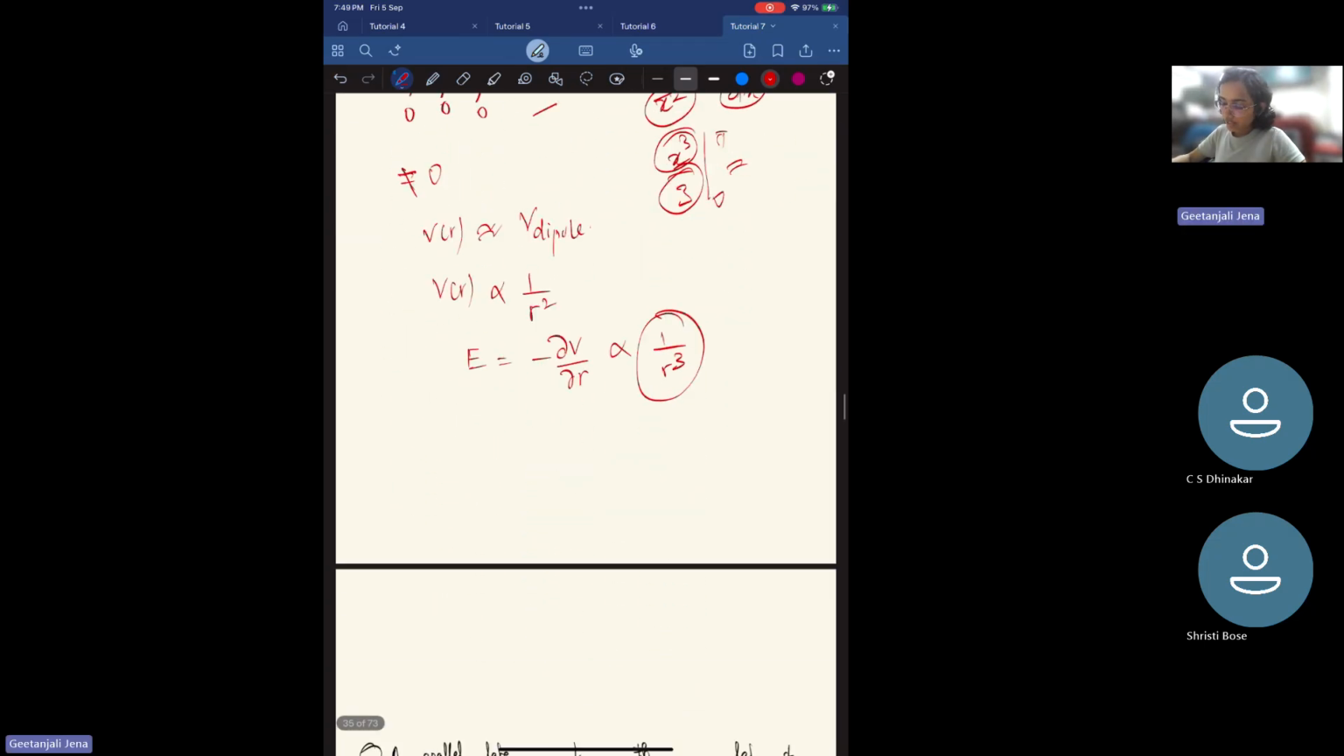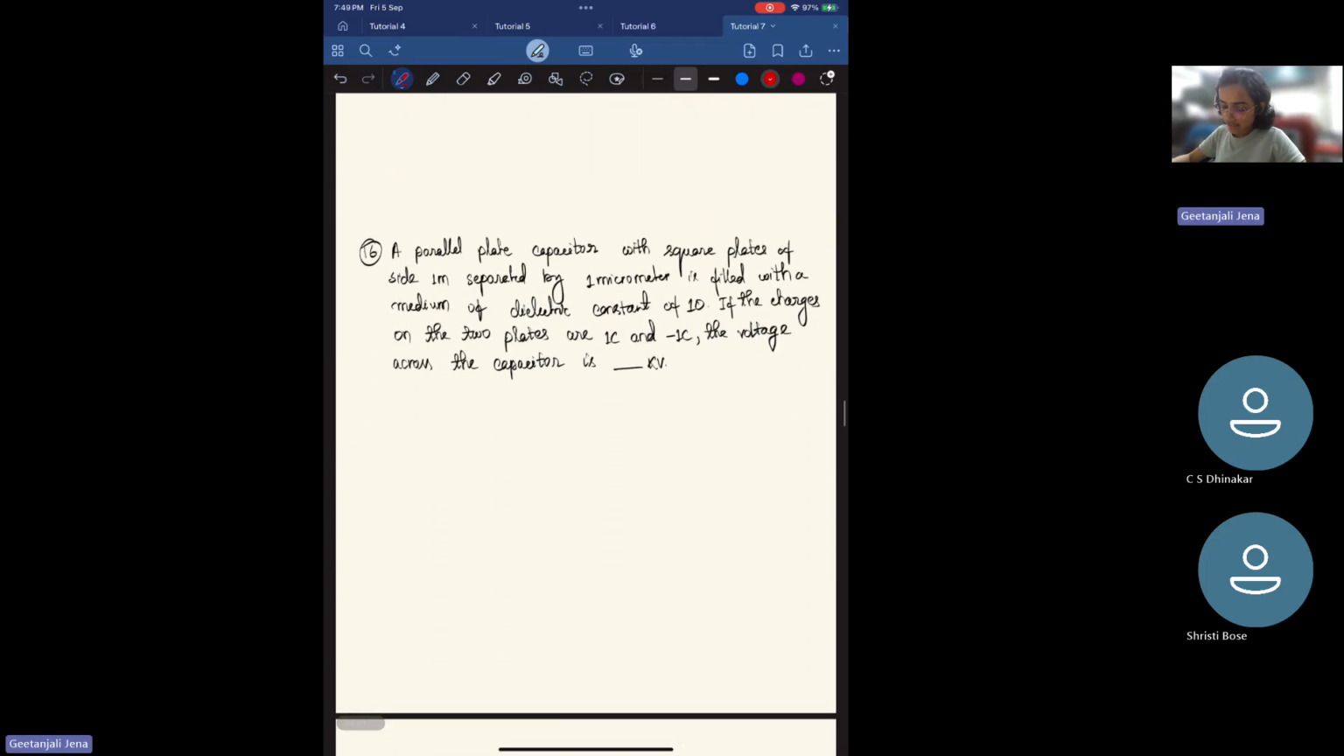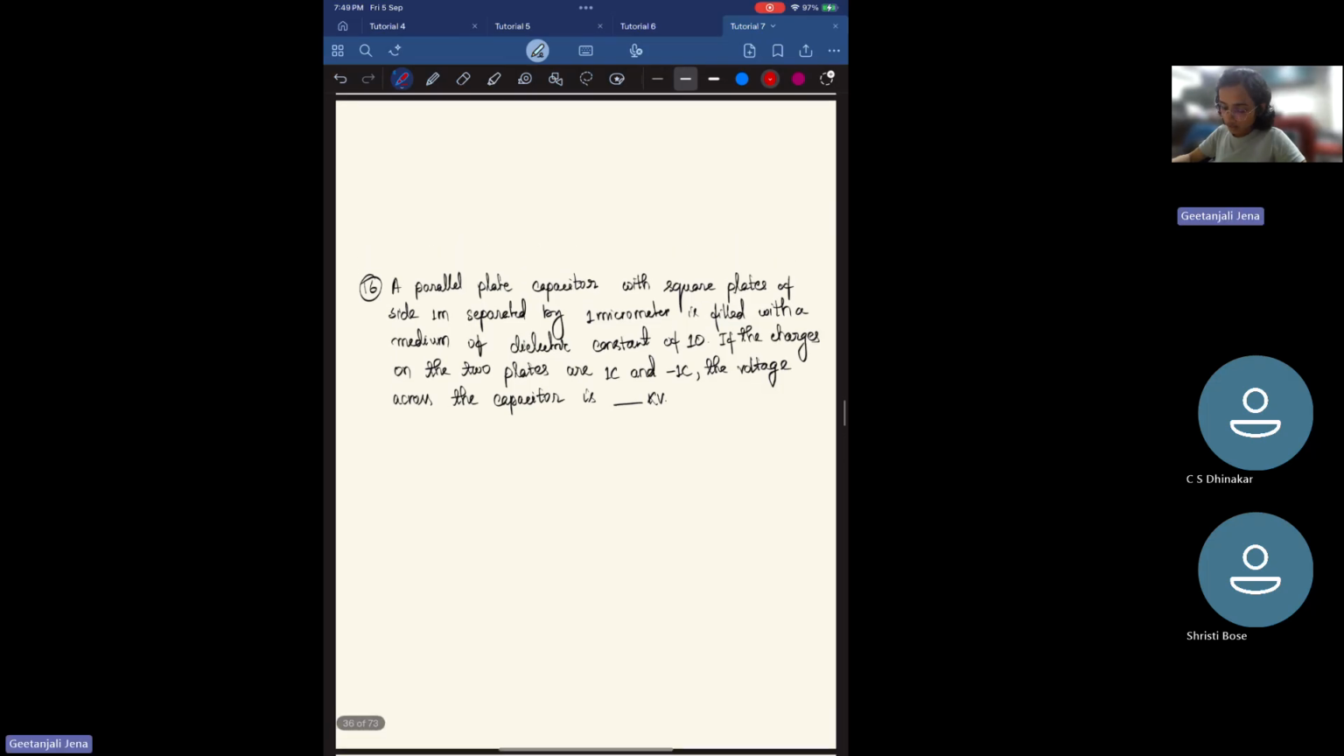Let us move to our next question. It's a simpler one. Say a parallel plate capacitor with square plates of side 1 meter separated by a distance 1 micrometer, and this is filled with a medium of dielectric constant 10. If the charges on the two plates are 1 coulomb and minus 1 coulomb, you need to find out what is the voltage across the capacitor.